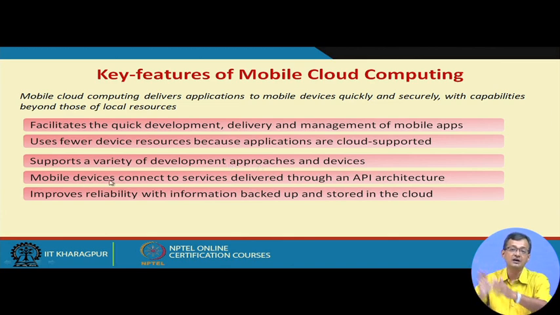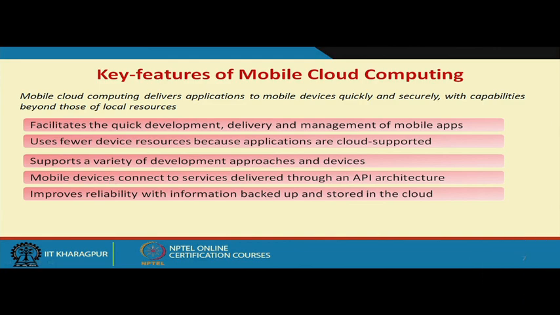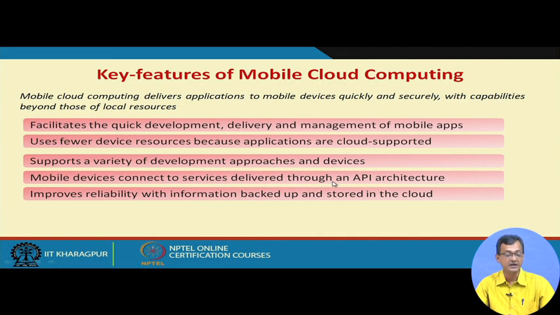Mobility is handled at the cloud end, so the same type of computing can support a number of apps. That means it is easy to standardize, and the reusability of applications or algorithms is much higher. Mobile devices connect to services delivered through an API architecture, which improves reliability, and information is backed up and stored on the cloud, right. So, it is not device dependent. Suppose you store the data on the device, if the device goes down, then the whole thing goes down, but if I have storage somewhere in the cloud with reliable storage facilities, then my information is more reliably stored and can be handled.